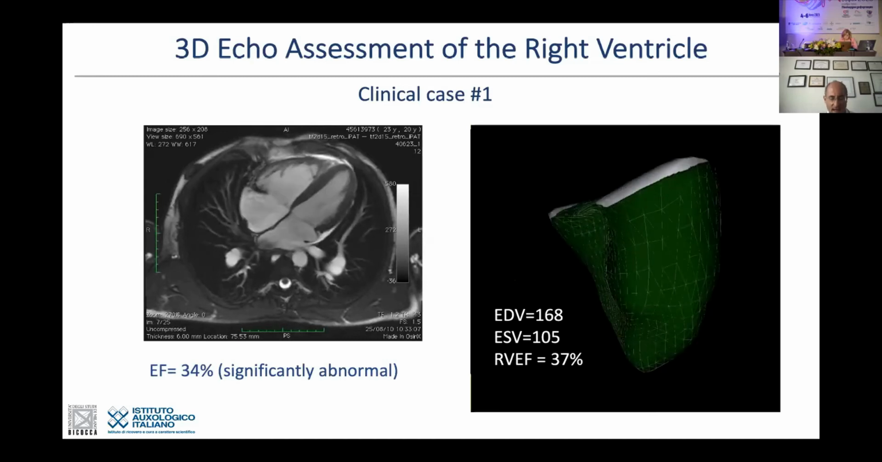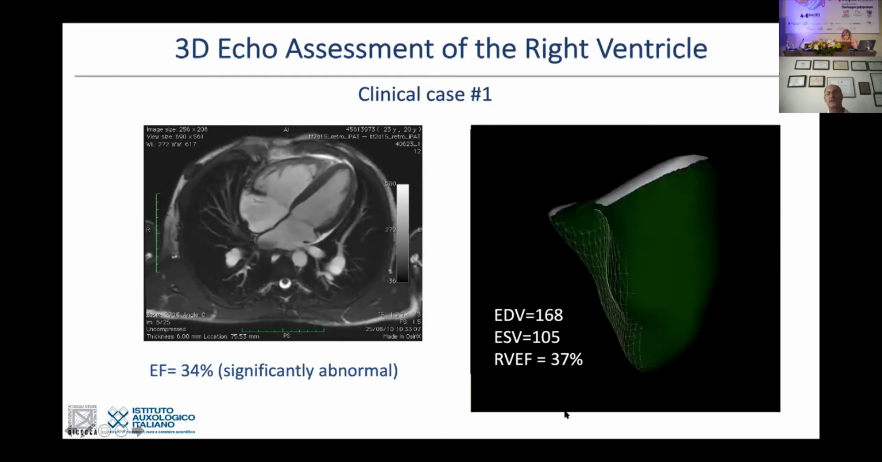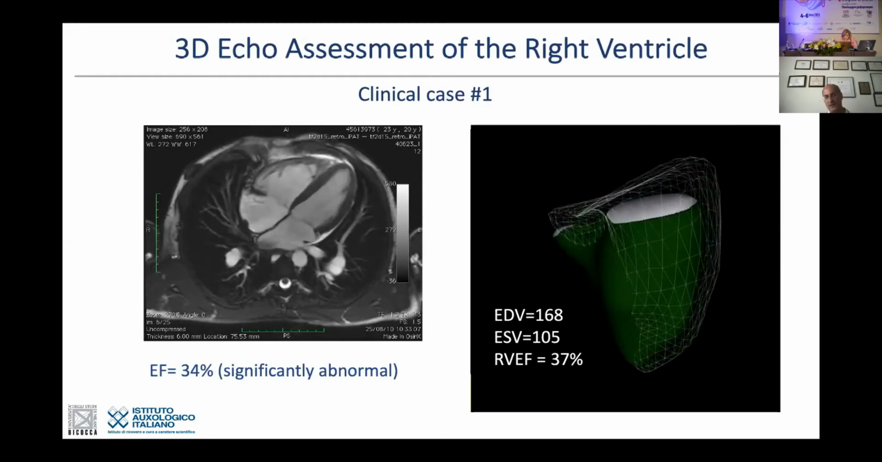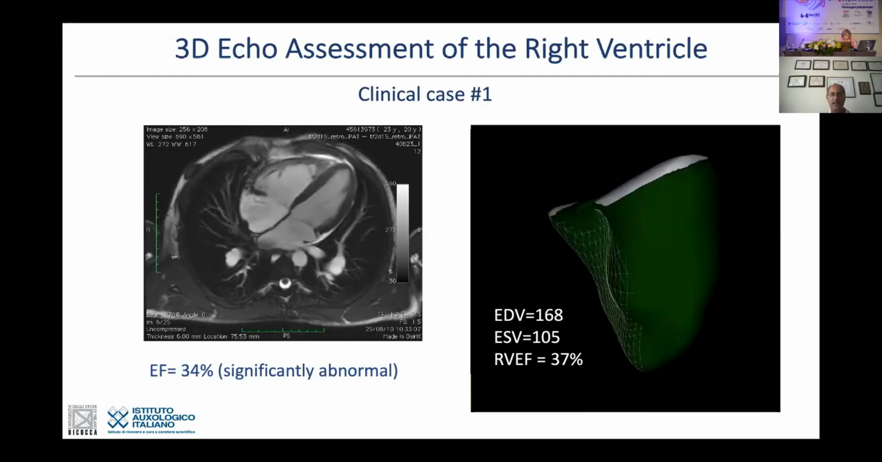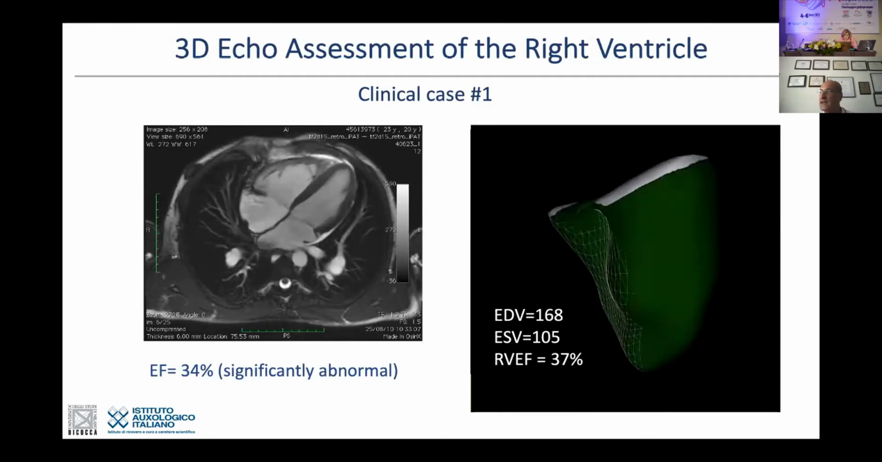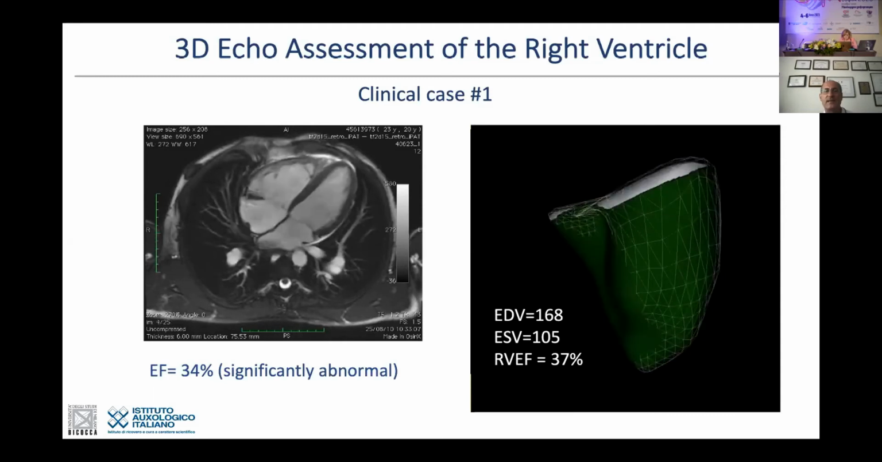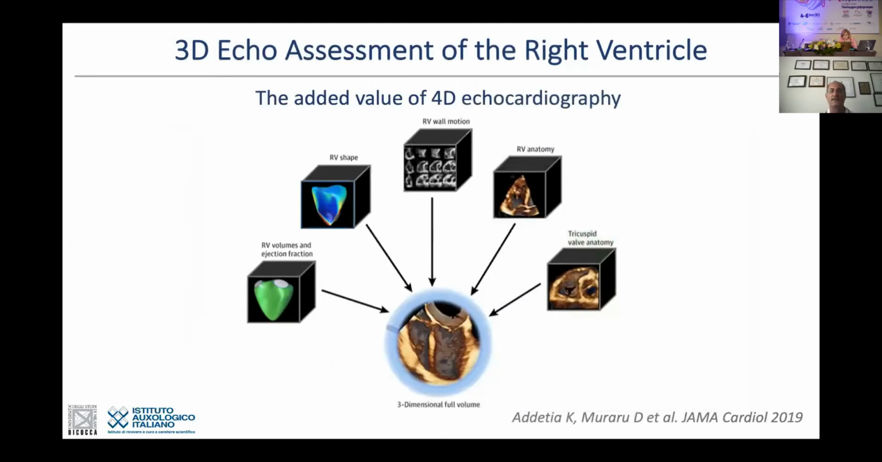we can now measure the volumes and ejection fraction using three-dimensional echocardiography to provide metrics of the size of the right ventricle and its function that are easily understandable also by other clinicians that cannot really understand the functional meaning of terms like TAPSE, fractional area change, RIMP, or whatever it is. But when you talk about volumes and ejection fraction, any medical doctor can easily understand.